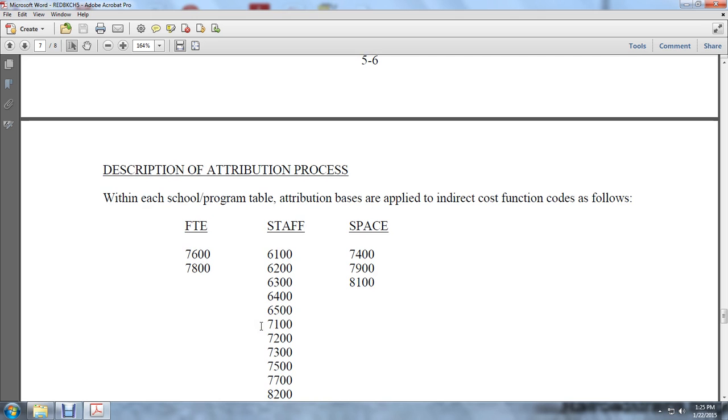Within each school year, the table attribution basis is applied to the indirect cost functions as follows: FTE for 7600, staff for 6100, space for 7400, FTE for 7800, 6200, and staff and space for 7900. Following with staff at 6300 and space at 8100, and then followed by staff at 6400, 6500, 7100, 7200, 7300, 7500.